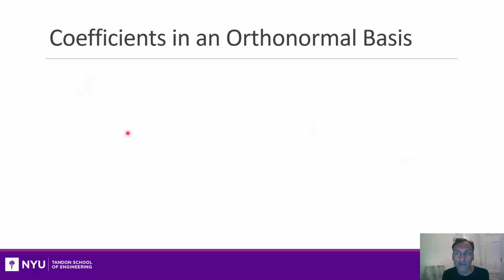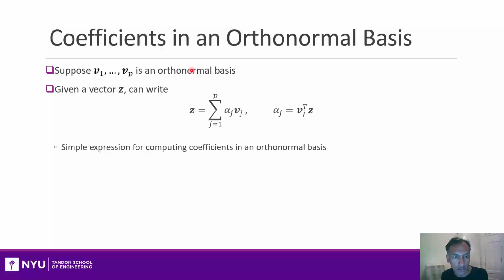Now, whenever you have an orthonormal set or an orthonormal basis, one very nice thing about it is that you can compute the coefficients of any vector in that orthonormal basis very easily. So to make that clear, let's say that v1 to vp is an orthonormal basis, and I'll walk you through some calculations to make sure you understand. And now I give you any other vector in Rp.